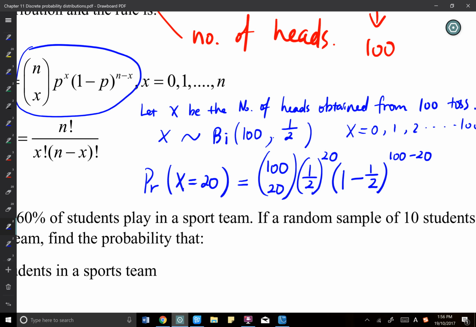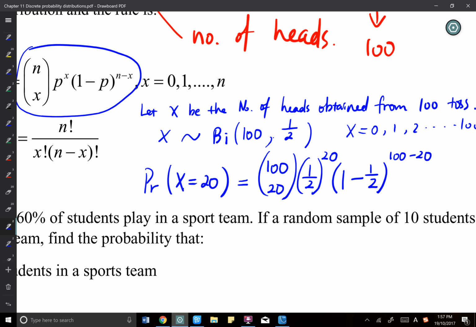Well, if you want 1, then it's 100 choose 1, a half to the power of 1, a half to the power of 100 minus 1. So you can just use this formula. You don't need to draw a tree diagram. You don't need to think about outcomes. So this is the formula you must remember.